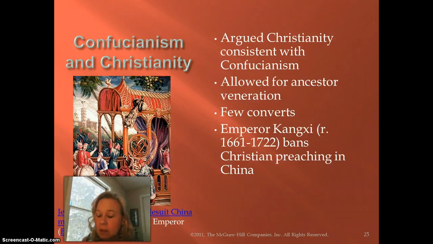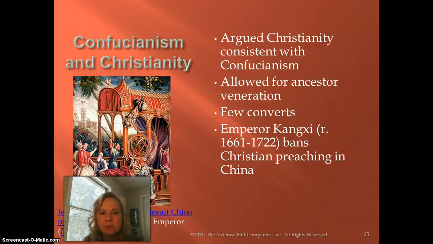My husband's uncle was actually born and raised in a Christian mission in China, and recently went back to visit Shanghai, and there, as I said, still not much of a Christian influence in China.